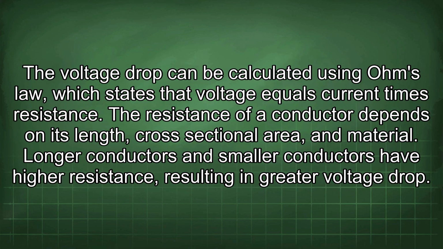The voltage drop can be calculated using Ohm's law, which states that voltage equals current times resistance. The resistance of a conductor depends on its length, cross-sectional area, and material. Longer conductors and smaller conductors have higher resistance, resulting in greater voltage drop.